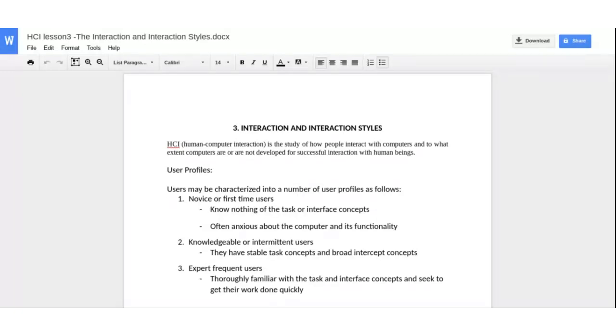First, the visibility of the objects of interest. So we have visibility is quite high in a direct manipulation system. Then there is a rapid but also reversible incremental actions. It provides for incremental actions, and then replacement of complex command syntax by direct manipulation of object of interest. So sometimes we can actually do a direct manipulation rather than just writing commands.